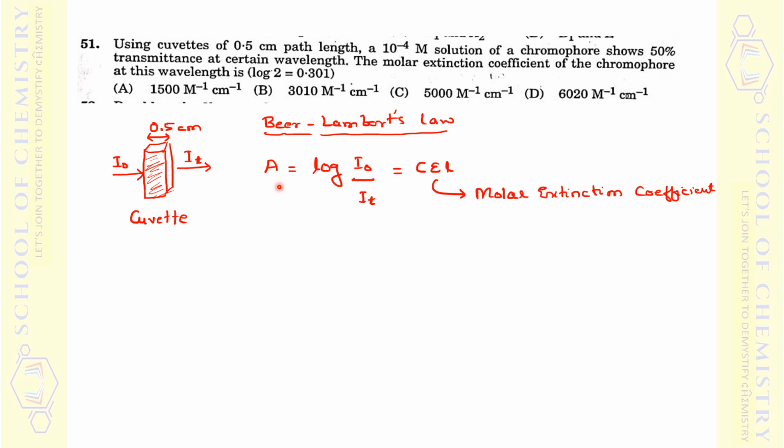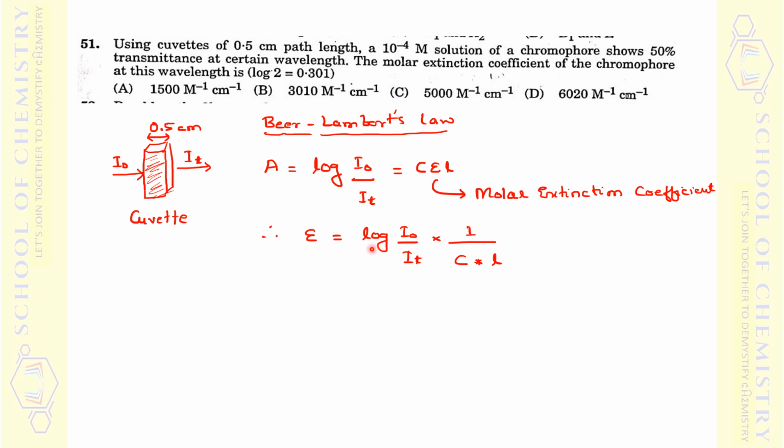Now in this question, they are asking us to calculate this particular value, epsilon, the molar extinction coefficient, and that can be calculated simply from this equation itself. So if I rearrange this equation, I keep epsilon here and bring C and L over here.